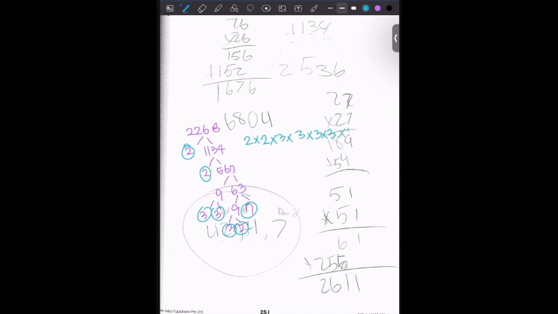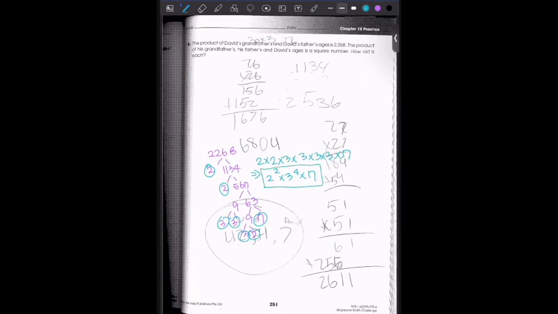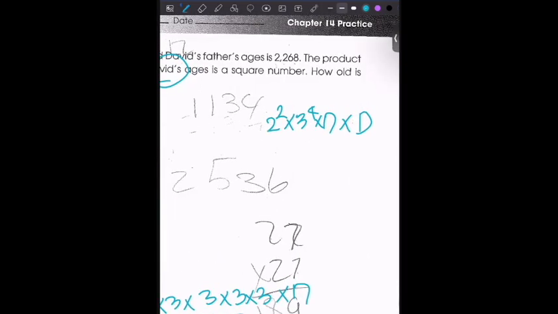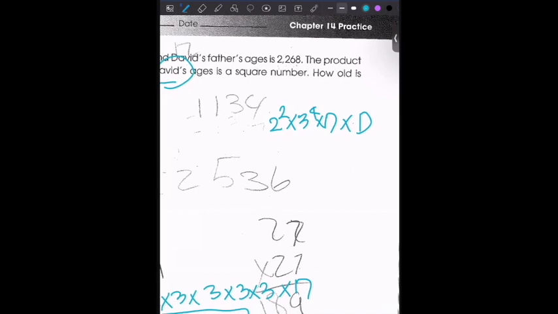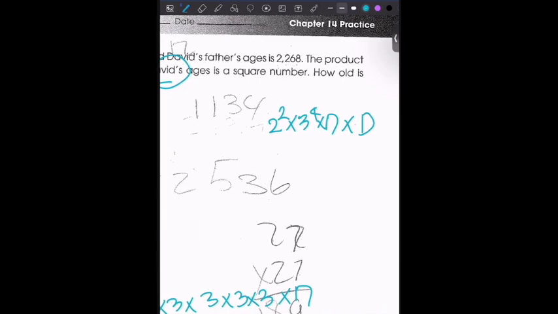times 3 times 7. So that's going to be 2 to the power of 2 times 3 to the power of 4 times 7. And then we know that this number, which is the product of the grandfather and David's father's ages, times David's age, so I'll write that as D, is going to be a square number. So again, we're going to look for the pairing of the factors. And so seven is the only factor that's currently not paired. So D is going to be seven or a multiple of seven.